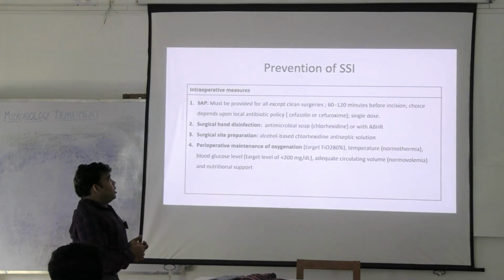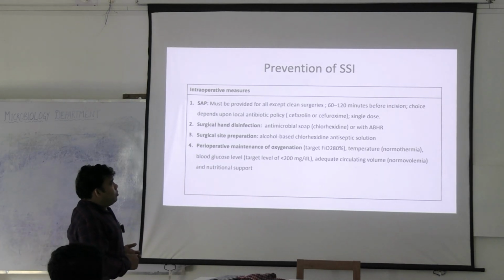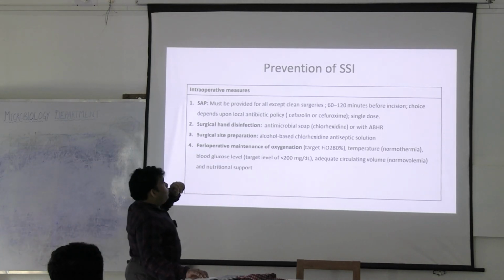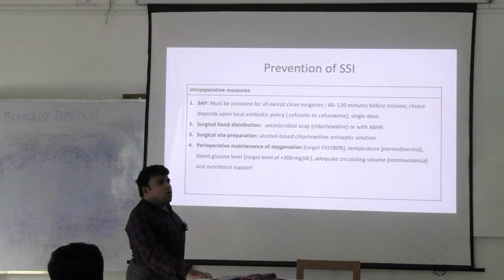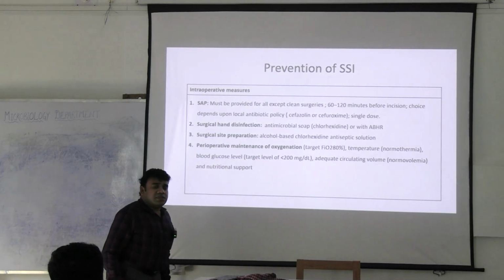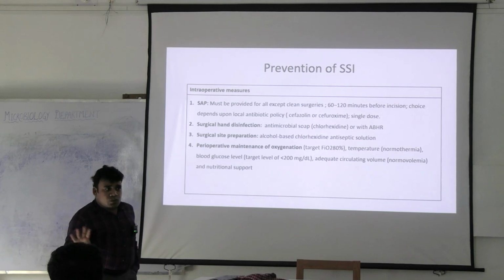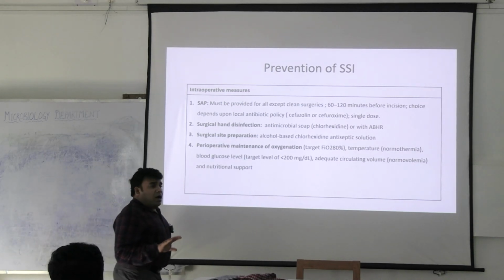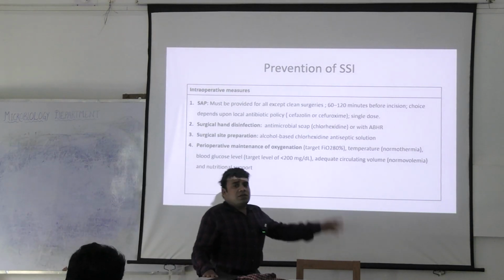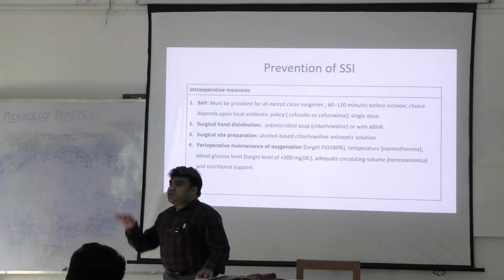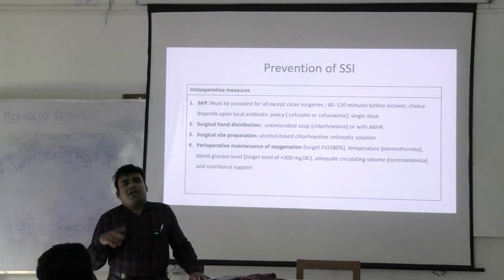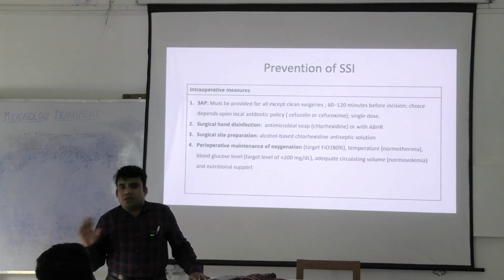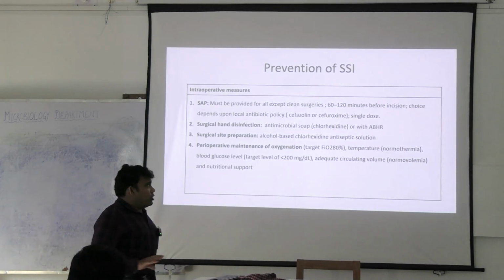Intraoperative procedures. Now, antimicrobial prophylaxis: surgical antimicrobial prophylaxis must be provided in all cases except in clean surgery. Clean means the clean wounds, and ideally it should be given about 60 to 120 minutes before the incision is made. However, it will vary on the type of the surgery and the duration of the surgery. All these factors will have to be accounted for.